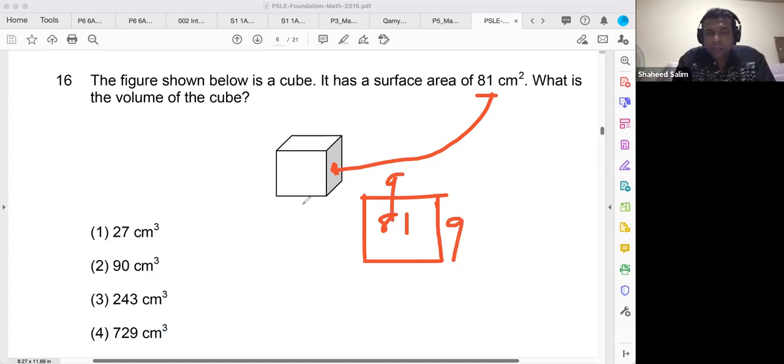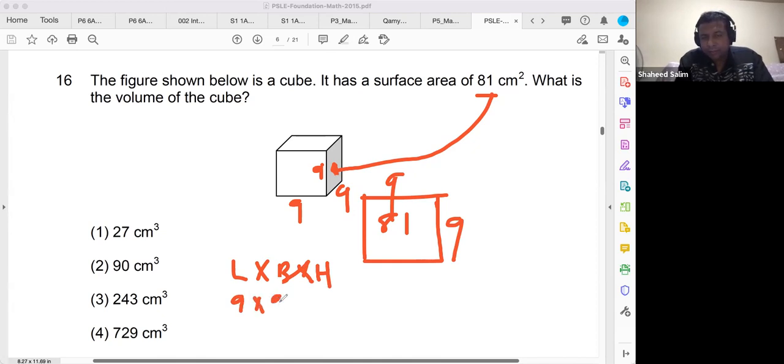So that means you know this is a cube. The length is 9, the breadth is 9, the height is 9. To find the volume of a cube is length times breadth times height. So 9 times 9 is 81. 81 times 9, that's your answer now. You can use a calculator if you want to for this one, or you can try yourself, no problem.